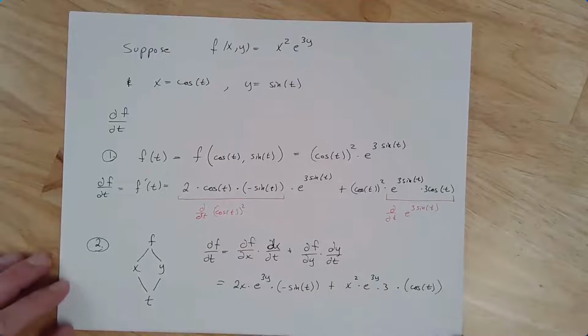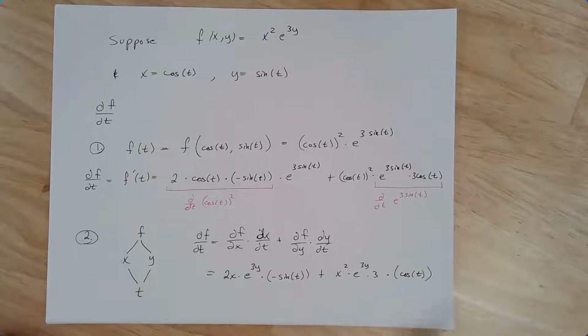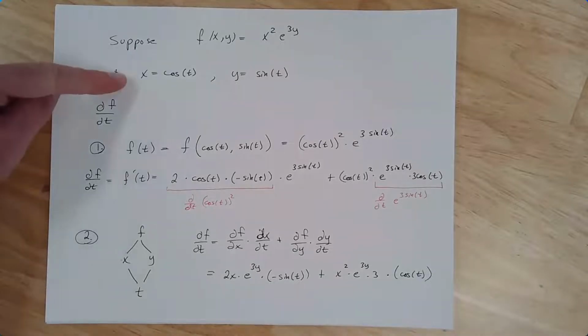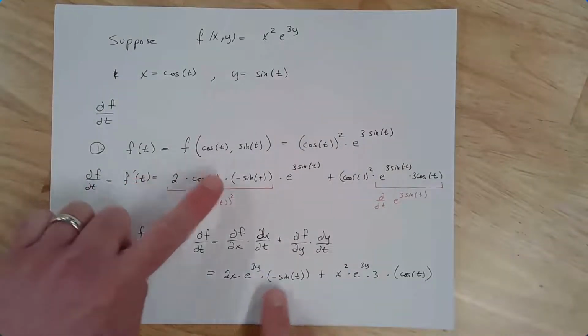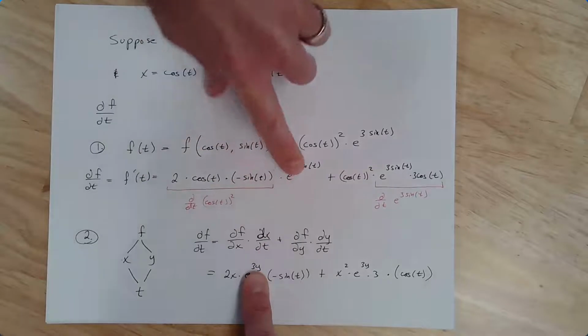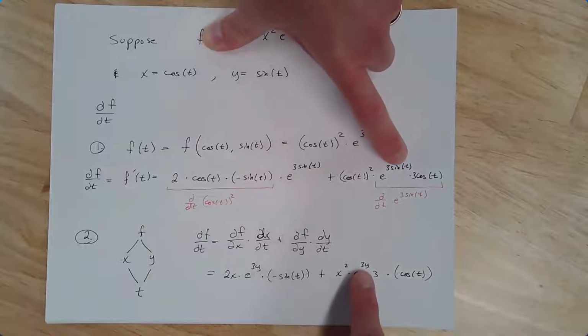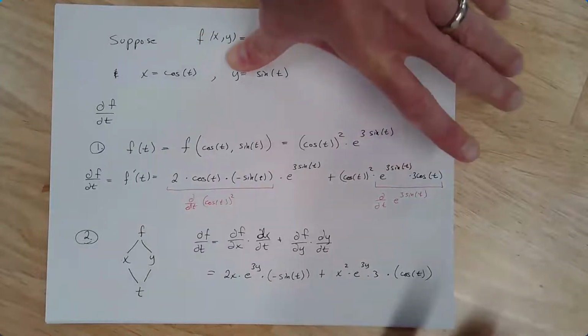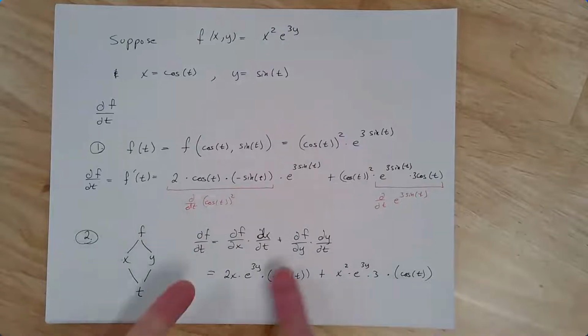Are these the same? I mean, not exactly. They don't look the same because they didn't plug in what x and y were. But you can see that if I plugged in x equal to cosine and y equal to sine, I'd have exactly 2 times cosine times negative sine times e to the 3 sine. Sorry, you can't see some, covering up with my big hands. And then you'd have cosine squared times e to the 3 sine times 3 cosine. Same exact thing, just not written all the way out. And typically, we view this second way of doing it as much more simple, right? It was way easier to do this and then plug in the stuff if we need to after that.